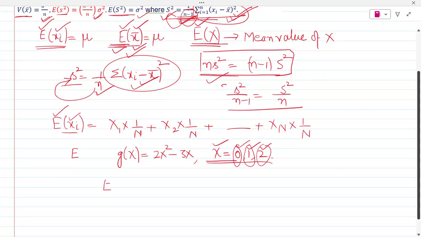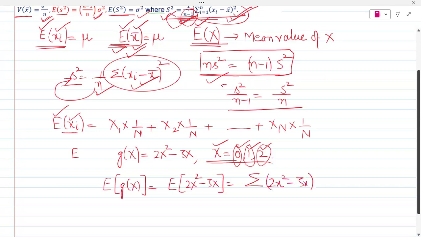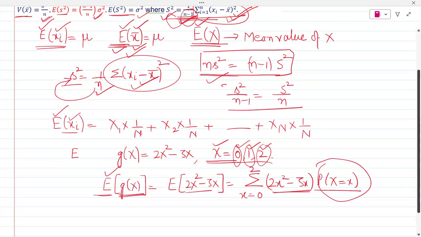Now what is the expected value of this g(x)? It is the expected value of 2x square minus 3x, which is the summation of 2x square minus 3x into the probability that x takes the value x, where x goes from 0 to 2. The expected value of any function is the values of the function into the corresponding probability. This P(x) is what you call the PMF, the probability mass function, which is a probability distribution function.